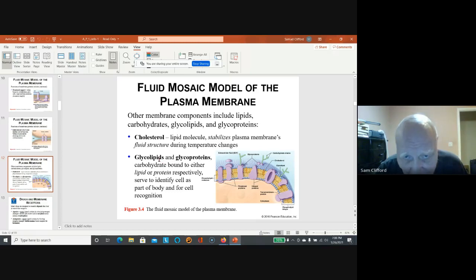I mentioned glycolipids and glycoproteins. Here's cholesterol. I said these are carbohydrates that are bound to proteins or phospholipids, and they serve for cell recognition.